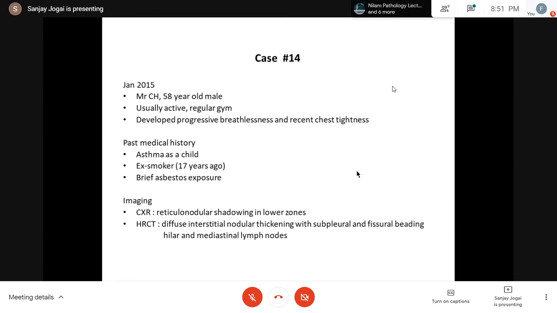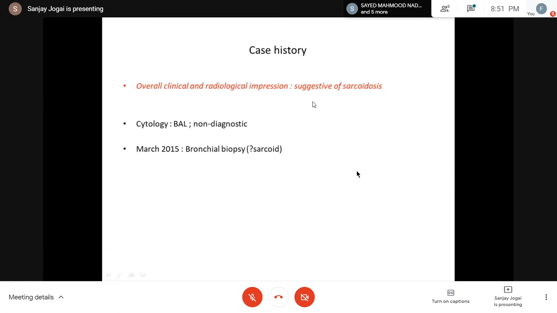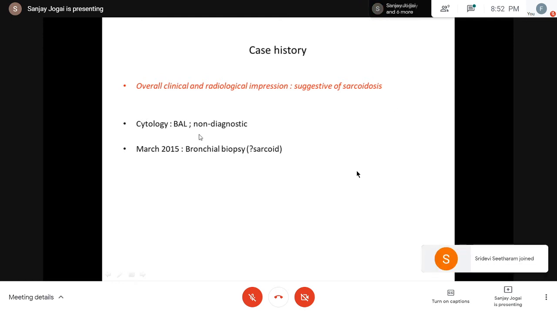Now, before I even go further, if you have that history, there are not many things you are going to think, especially clinically and imaging wise. This was sarcoid. That's what they said. They did a cytology, which was non-diagnostic. So they went ahead and did a biopsy.